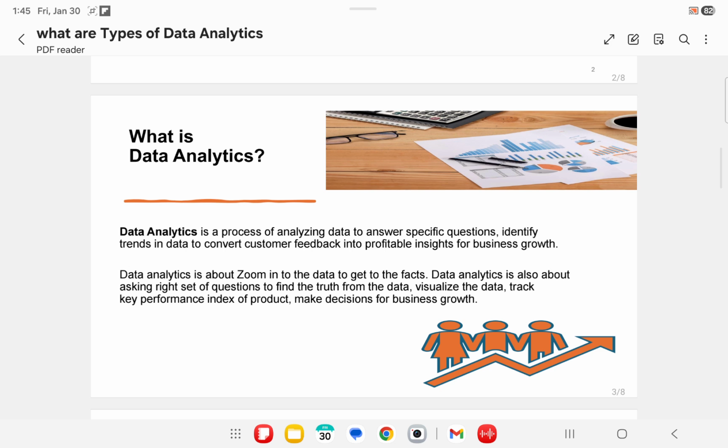To start with, what is data analytics? Data analytics is a process of analyzing data to answer specific questions, visualize data, identify trends in the data to convert customer feedback into profitable insights for business growth. Data analytics is about asking the right set of questions to find the truth from the data. Data analytics is about zooming into the data to get to the facts.